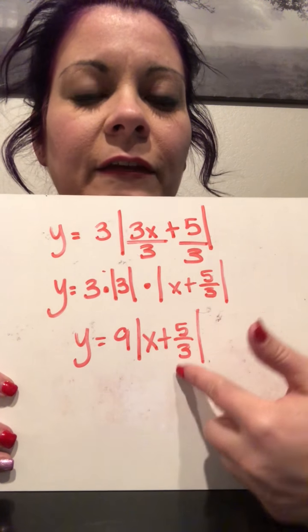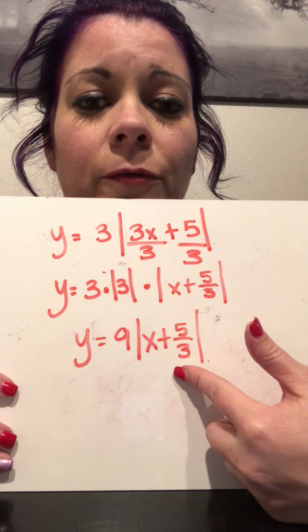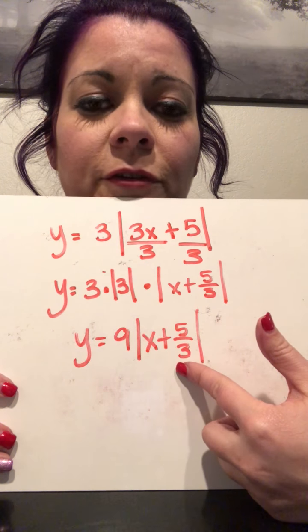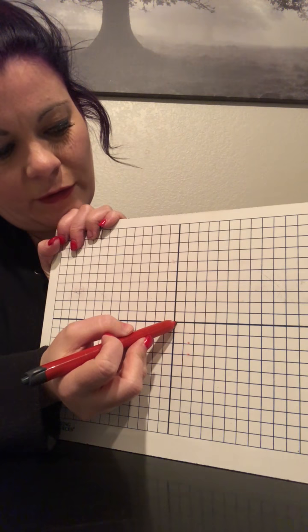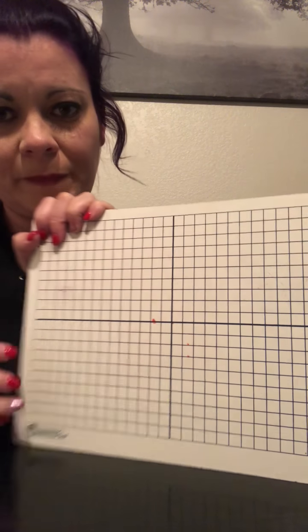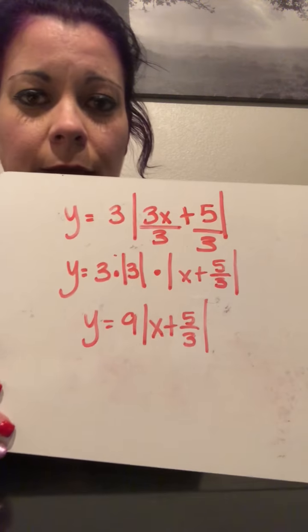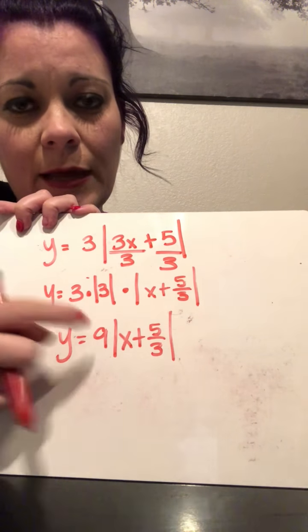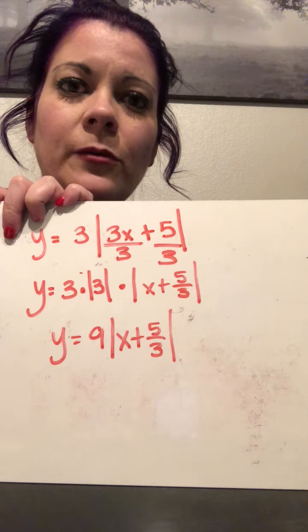So in this case, this means that the vertex shifts 5/3, so 1 2/3, to the left. So you would come here and shift it to the left 1 2/3, about right there. And then you would apply the slope of 9 and -9, because you multiply 9 by 1 and -1, 9 and -9. Okay, hopefully this helps you understand that.